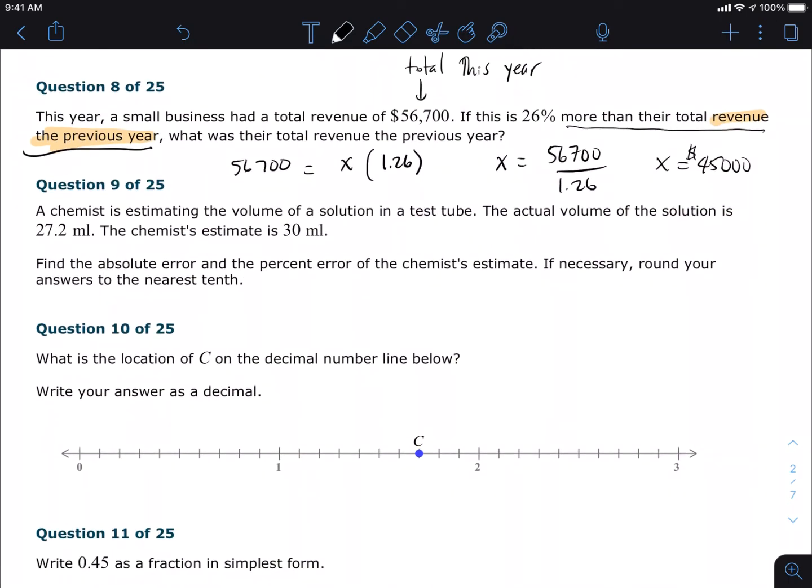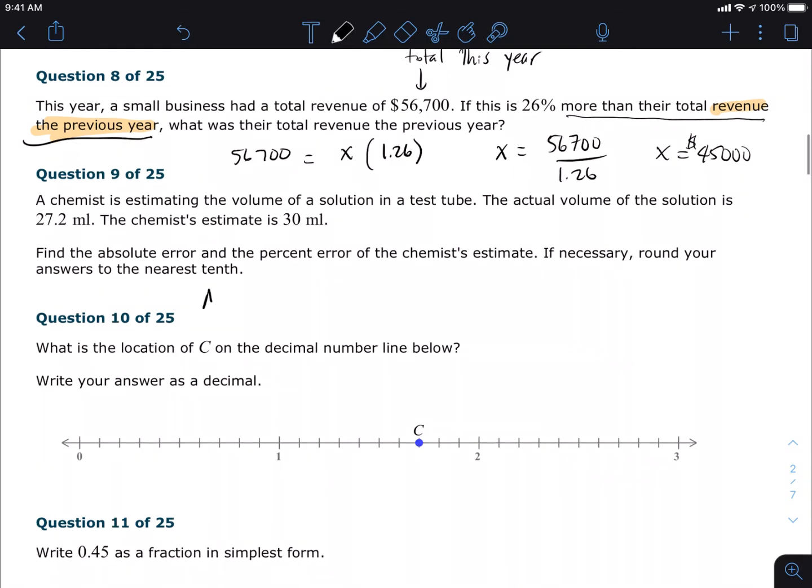A chemist is estimating the volume of a solution in a test tube. The actual volume of the solution is 27.2 milliliters. The chemist's estimate is 30 milliliters. Find the absolute error and the percent error. Okay, so absolute error is just going to be the difference between the two, correct? So the absolute error is simply going to be 30 minus 27.2, which should be 2.8 milliliters, correct?